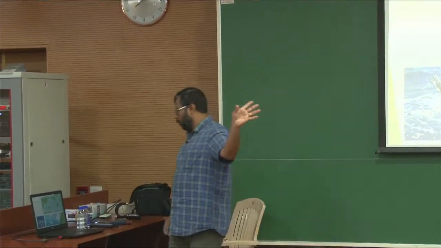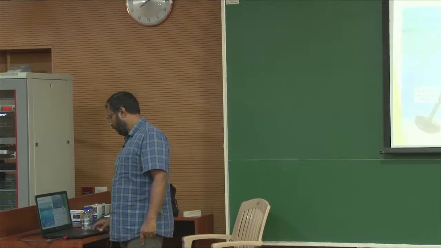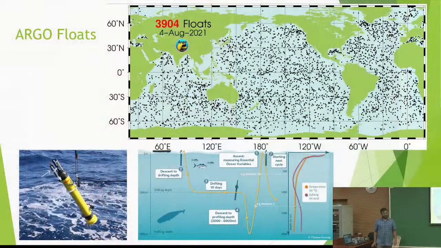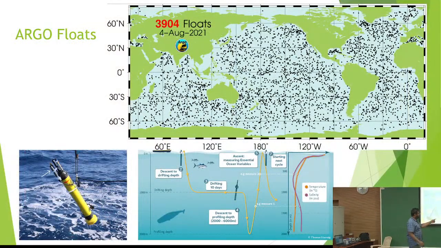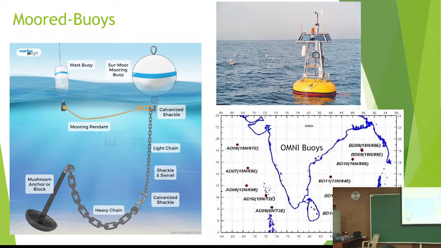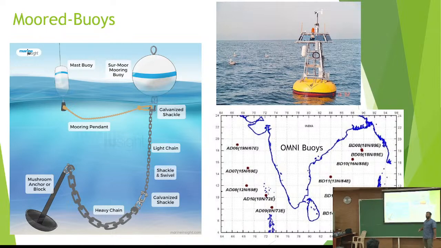So this is the modern day observations, Argo float. Next is buoys, moored buoys, and these are very important because these are stationary, unlike Argo, which move around.